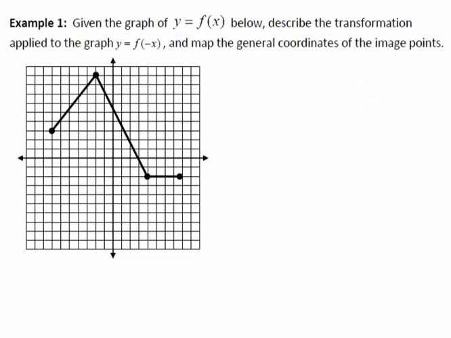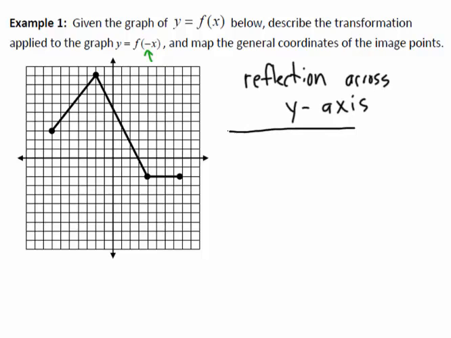So let's apply this. Here's our original function f of x. We want to describe the transformation as well. We want to map the general coordinates of the image points. Well, it's pretty easy to see here. We have a negative inside the function. Inside the function is going to tell us this is a reflection. And we just have to be careful: if it's inside, it's across the y-axis. There's our description of this transformation.